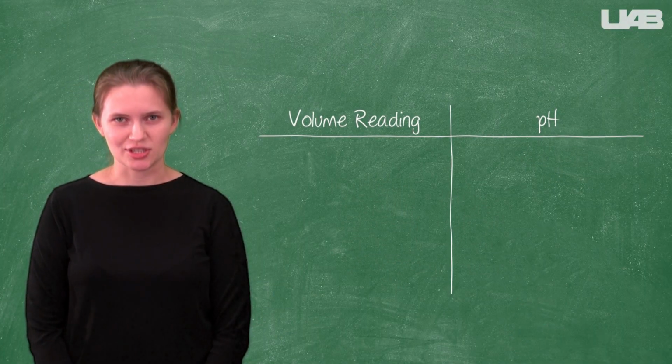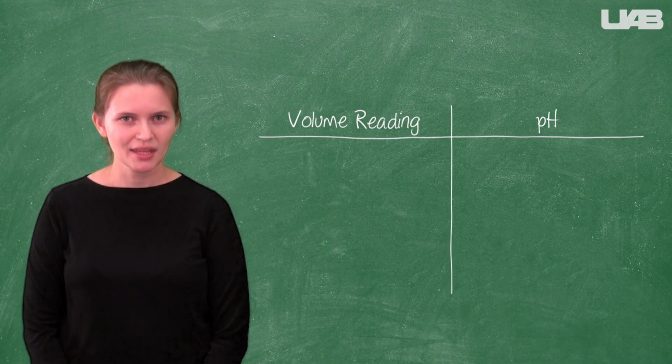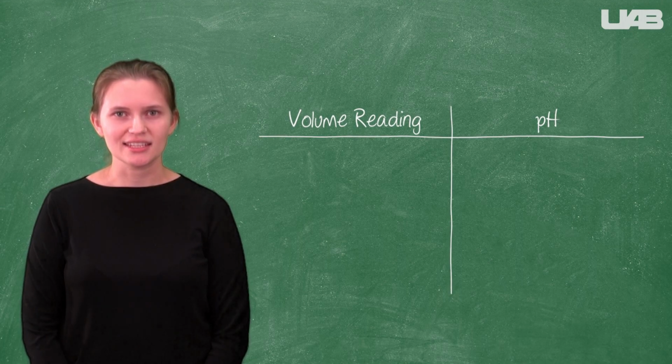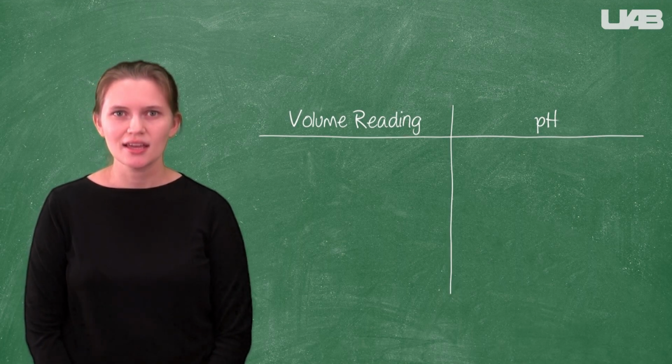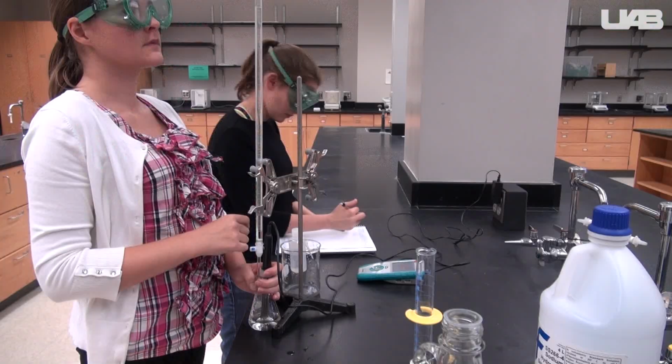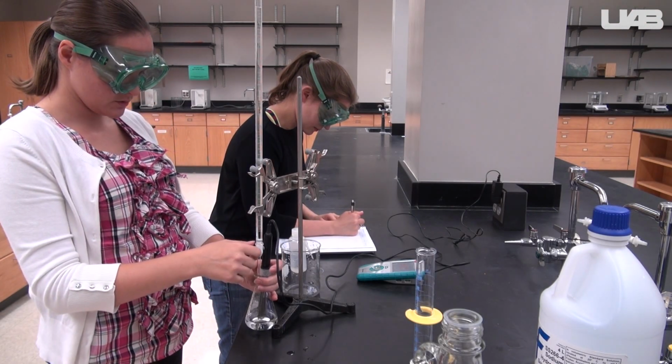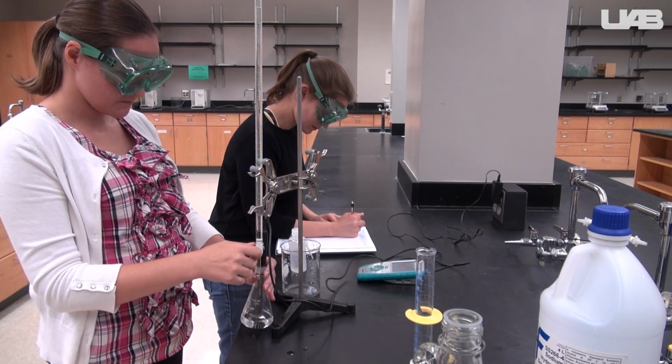Before you start the titration, set up a quick data table. You will record the volume in the burette each time that you take a pH measurement, so you can make a chart like this. Record the initial volume in the burette and the pH of the acetic acid solution, then begin titrating.